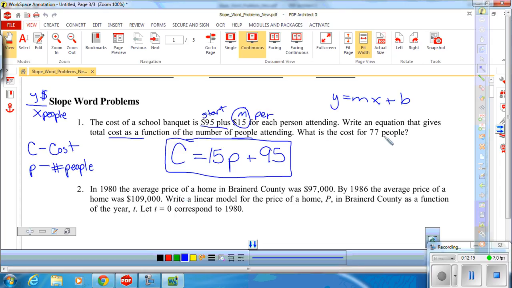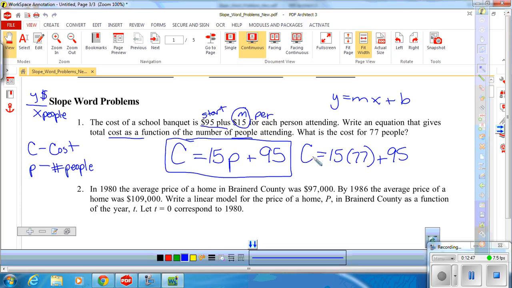Now, what is the cost for 77 people? Well, all I have to do is actually plug 77 into the problem in the correct place. Now, do be careful. Sometimes they'll try to trick you, and instead of giving you the number of people, they could have said, well, what is it for, or how many people would cost a certain amount? You know, so you want to make sure that you're reading the question correctly. But this one did say people, and so that means that I can just plug it in for people.